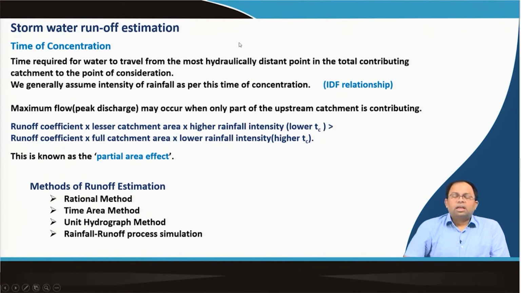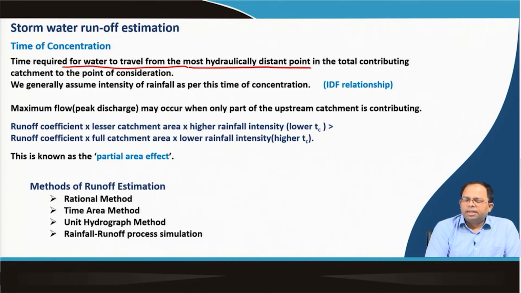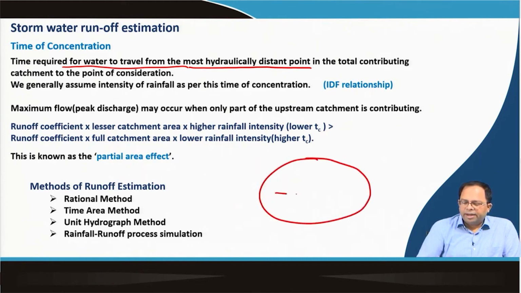The concept of time of concentration, I have already discussed. The time of concentration is the time required for water to travel from the most hydraulically distant point in the total contributing catchment to the point of consideration. So, if I have a catchment area like that and I have a drain, this is inlet 1, inlet 2, inlet 3, inlet 4. So, inlet 4, 3, 2, 1.